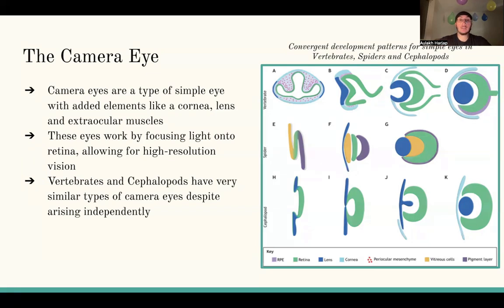Despite evolving independently, the camera eye in cephalopods and vertebrates is strikingly similar in function and form, as seen through this image on the slide. You can see the developmental pattern for 3 convergent eye types in this picture, with vertebrate camera eyes in the top row, the simple eyes of spiders in the middle row, and the cephalopod camera eyes in the bottom row. Notice how both different types of camera eyes are vastly different in the beginning of the development, but as you progress to the right, you can see that they adopt similar structures like a retina, lens, and cornea, while also developing to possess a strikingly similar shape.